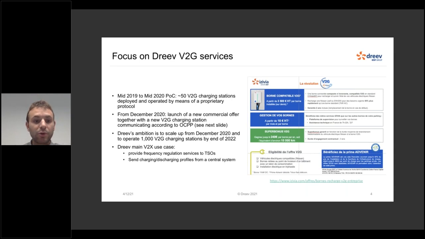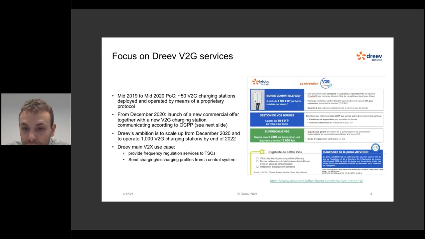By the end of this proof of concept, our target was then to go one step forward in the deployment of V2G services. And therefore, we launched a new commercial offer in December 2020, together with a new V2G charging station, which you will see on the next slide. And as our objective is to ramp up on the production and to deploy an industrial solution, of course, we wanted to rely as much as possible on a standardized communication protocol. And that's why we decided to rely on OCPP to provide our V2X services. And our ambition with this new offer is to roll out around 1,000 charging stations within the next 2 years.